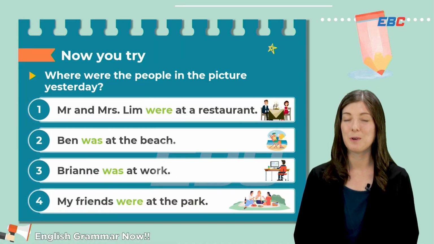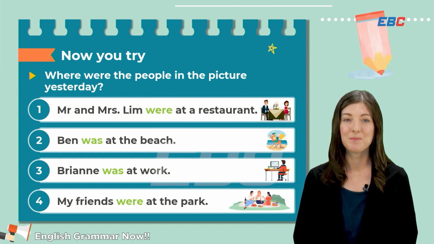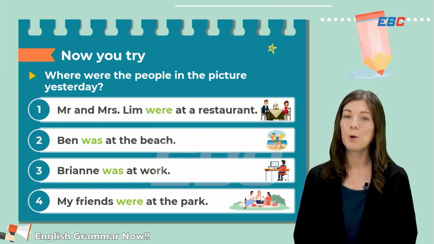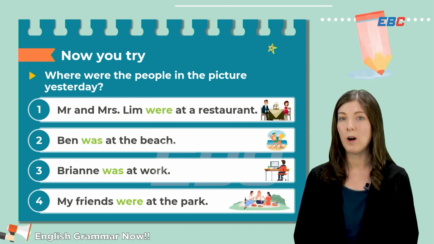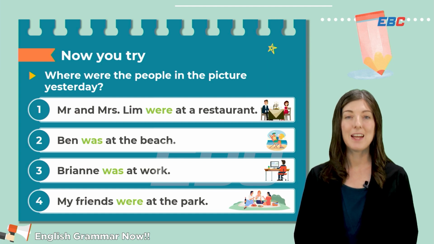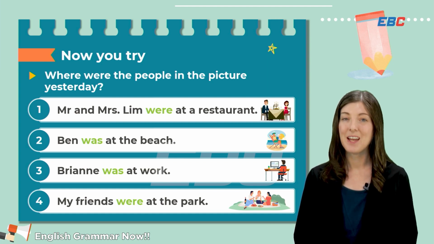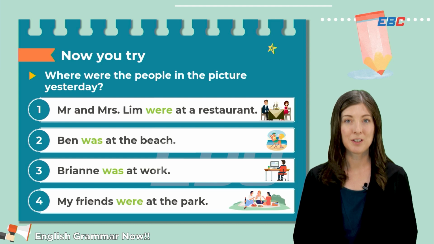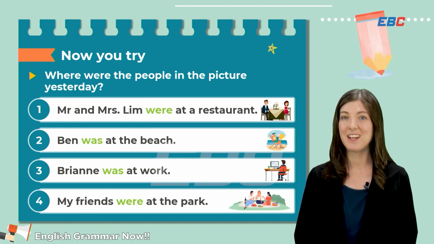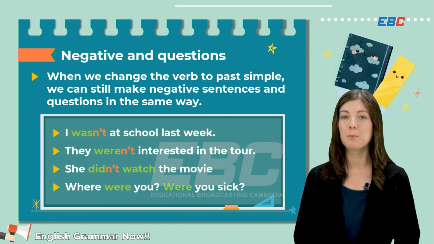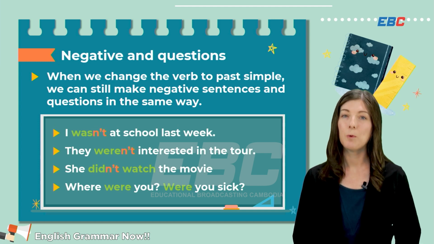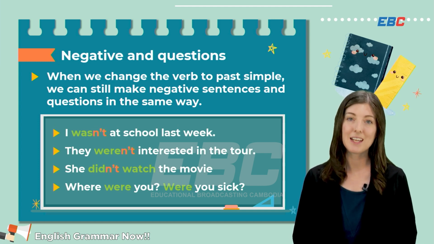Here's what you could write about each of these people. Mr. and Mrs. Lim were at a restaurant. Because there's two of them, we need to make sure we use were and not was. Ben was at the beach. Brienne was at work. And my friends were at the park. Pretty easy, right?